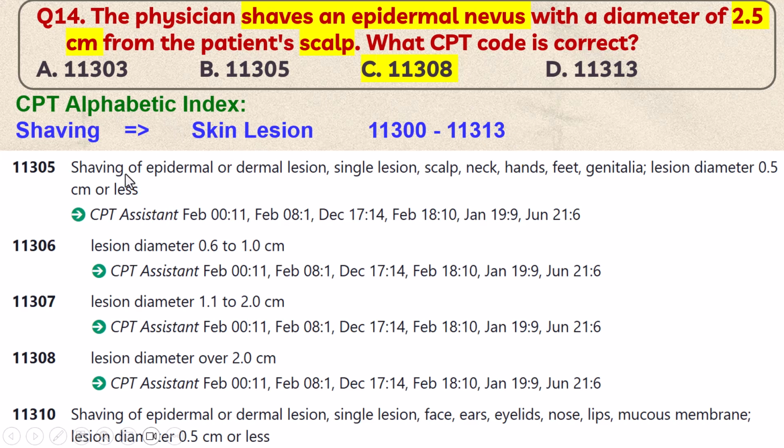This code range. So once you go to the code range, you can see 11305 is shaving of epidermal or dermal lesion, single lesion, scalp. So this is scalp included. Lesion diameter 0.5 centimeter or less. In our case, it is 2.5 centimeter. So 11308 is lesion diameter over 2 centimeter. So in our case, the lesion is 2.5 centimeter. So the correct code will be 11308.